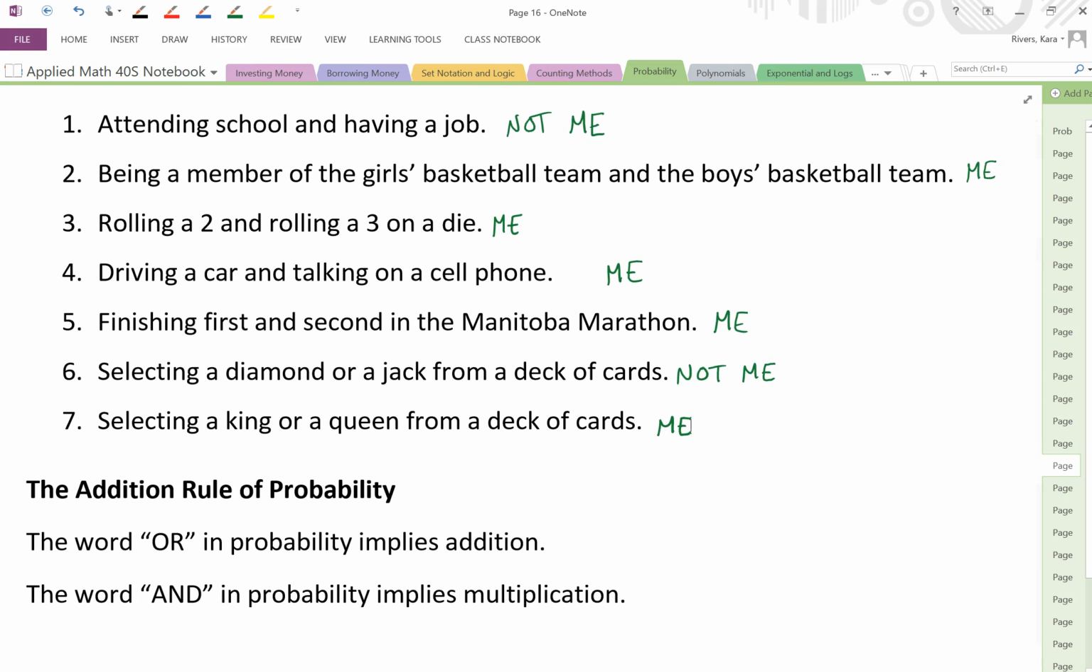For 6, selecting a diamond or a jack from a deck of cards is not mutually exclusive because you can pull the jack of diamonds. Here for number 7, selecting a king or a queen from a deck of cards. Now the fact that it says or, and we're only picking a single card, you're not going to get both of those events happening. You're going to get either the king or the queen, not both.